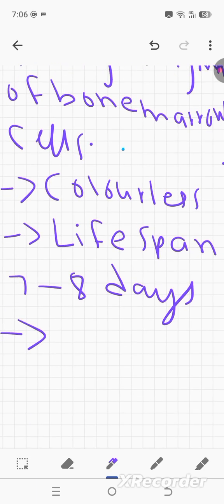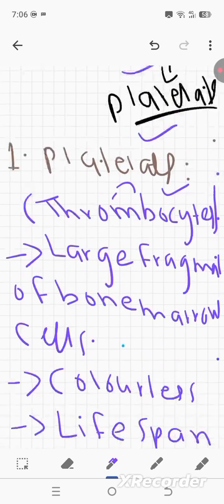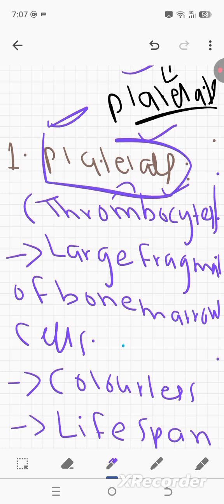Now the function of platelets. Why do we have platelets? Platelets help us in blood clotting. It helps the blood to clot. We have often observed that whenever you get hurt anywhere, you see the blood clotting over there. This is because of platelets, whose main role is to clot your blood when you get hurt anywhere outside the body. So that was it about blood.